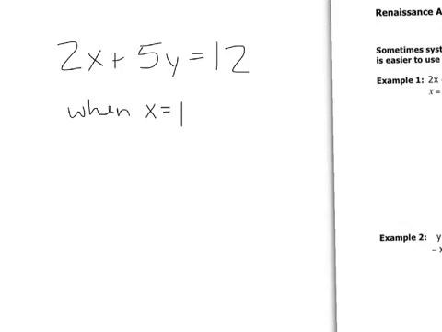Alright, so over on the back, I want you to do this problem really quick. 2x plus 5y equals 12 when x equals 1. So I want you to find y. I gave you an equation with x and y. I gave you the x value. And I want you to find y.